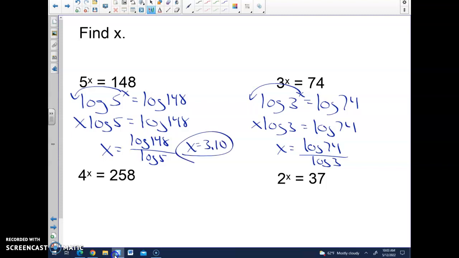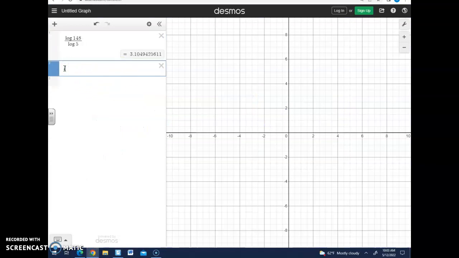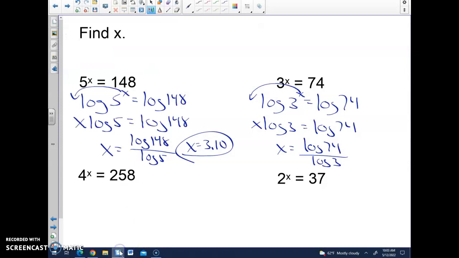And here's a great check. 5 cubed is 125. 5 to the 4th is 625. So 5 to something to get 148 better give you a number between 3 and 4, which it does. If I do log of 74 divided by log of 3, I'm going to get 3.92. Once again, if I look at that, 3 to the 3rd is 27, 3 to the 4th is 81. To get to 74, I better get an exponent between 3 and 4.